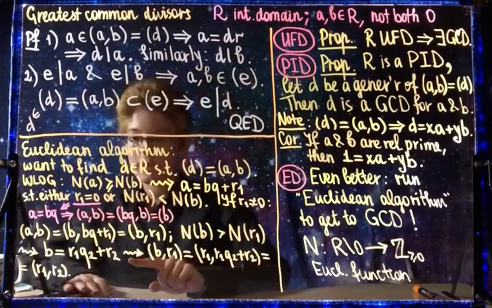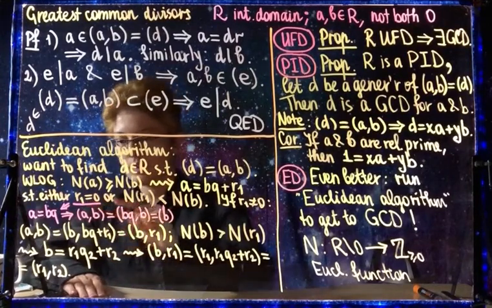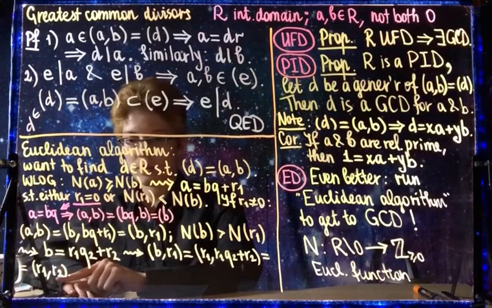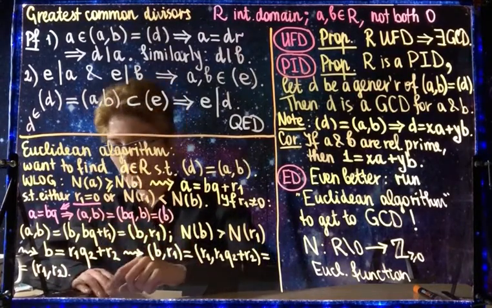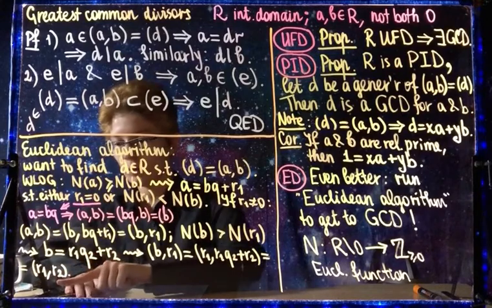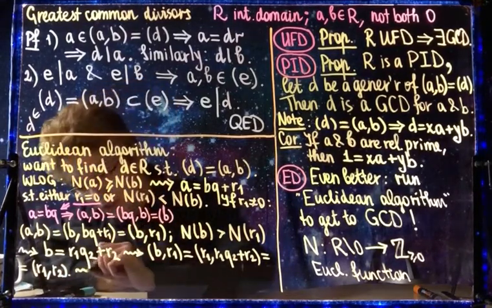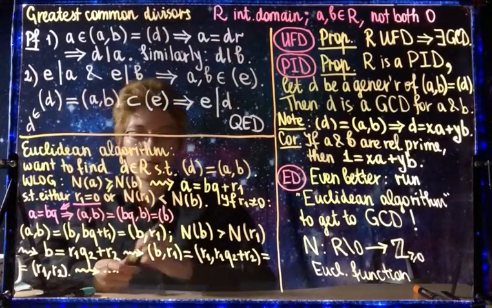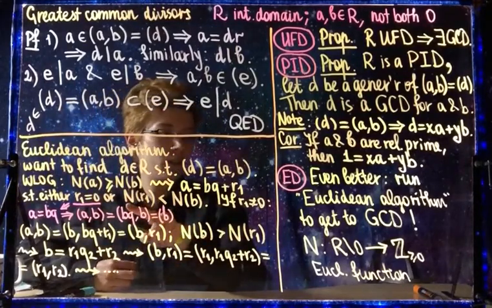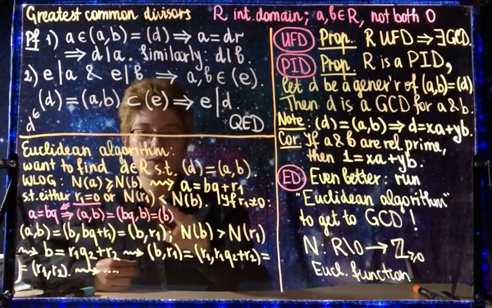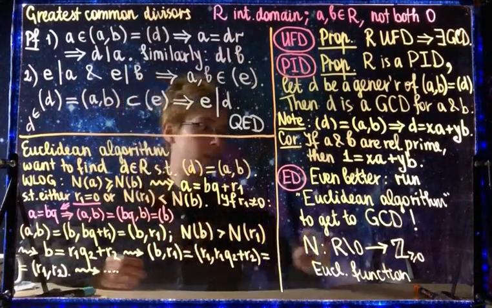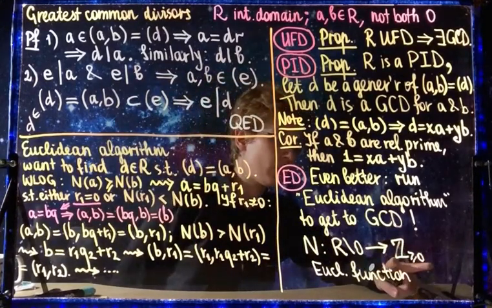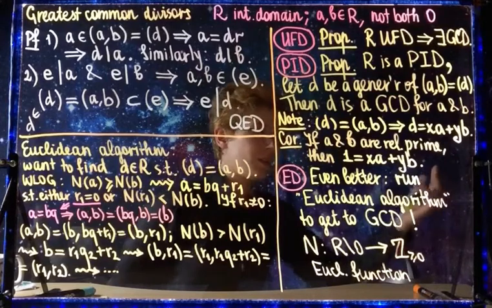And here we also have two cases. Either r2 is equal to 0, and then this ideal is just generated by r1, or r2 is not equal to 0, and we have that the norm of r1 is greater than the norm of r2, and we continue. And since at every step the value of the Euclidean function decreases, and since it takes discrete values that are bounded below, so we are reducing, so we are running the descending induction.